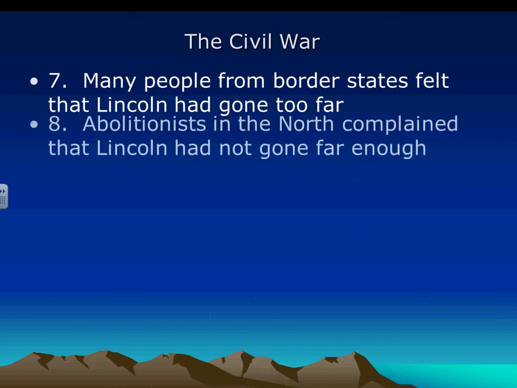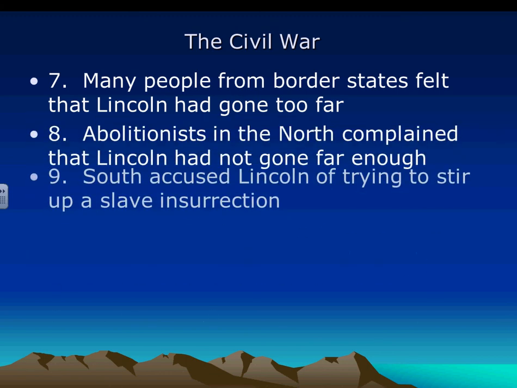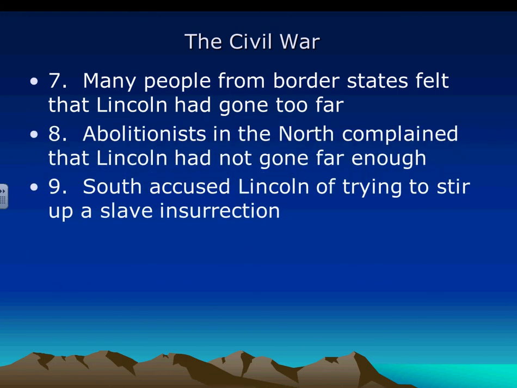Many people on the border felt that Lincoln had gone too far, the abolitionists that he hadn't gone far enough. And of course, the South accused Lincoln of trying to stir up a slave insurrection. Of course, I don't think that he really cared at that point.